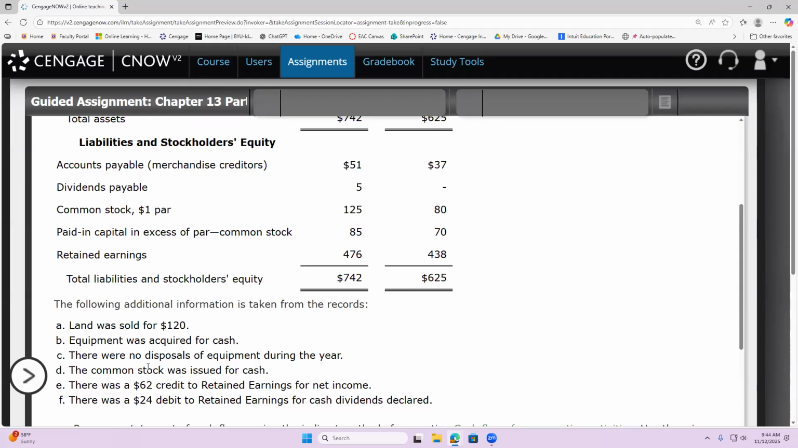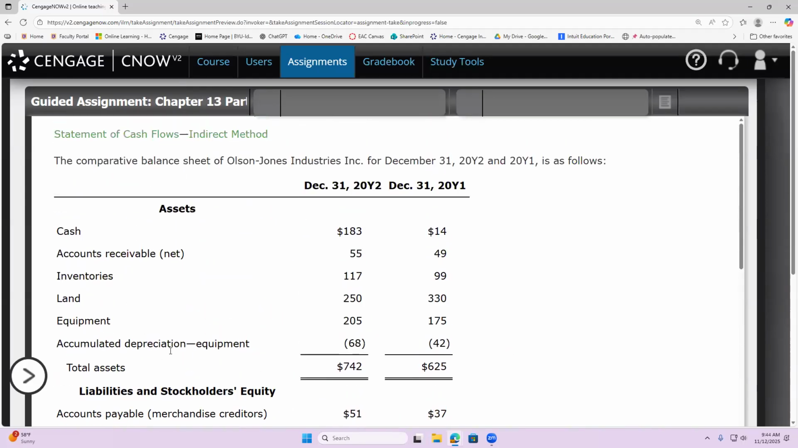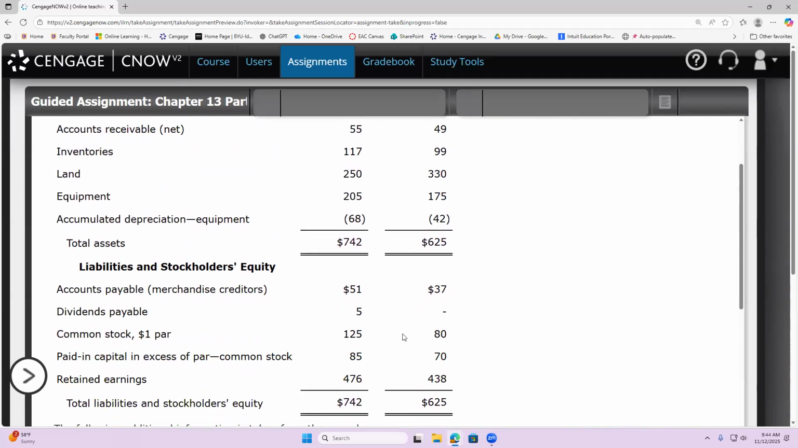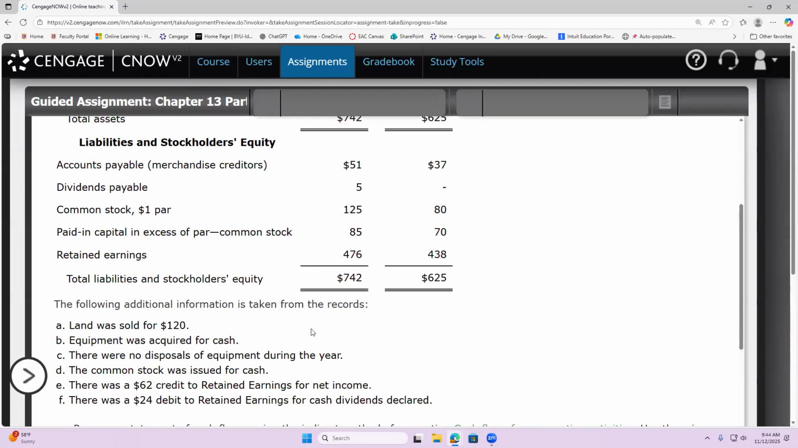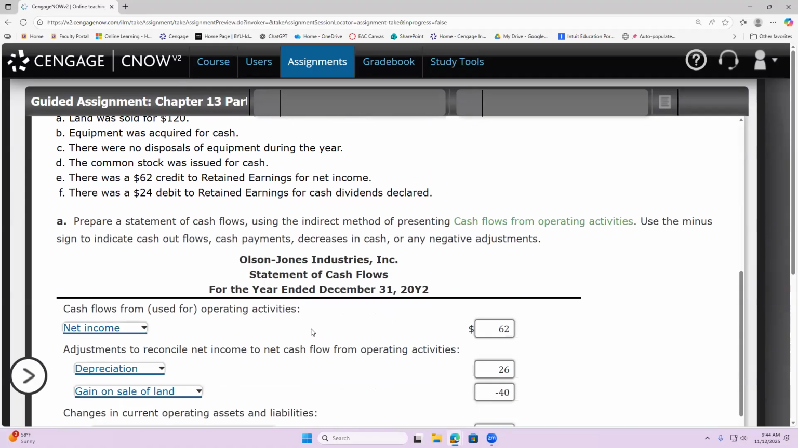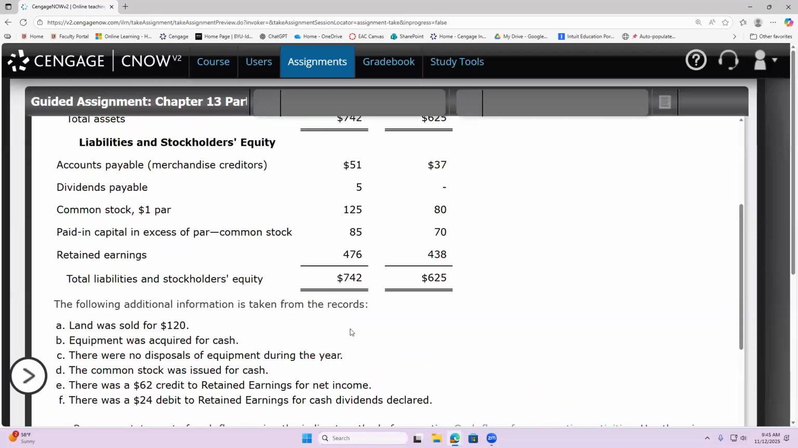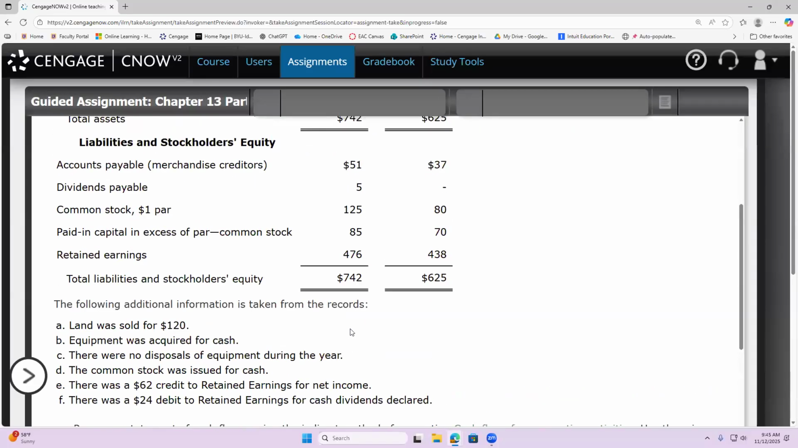Let's see. How much dividends did we pay? We see there's a change in our dividends payable. I feel like I need more information on that one to understand how much dividends I paid.